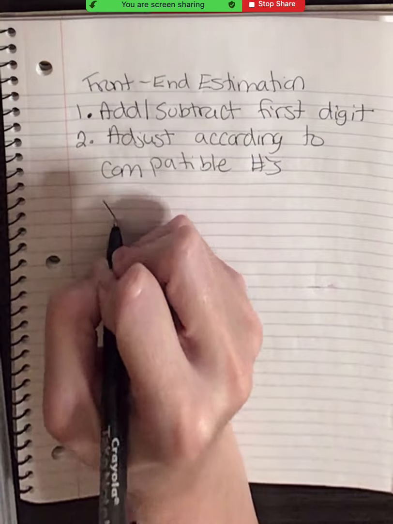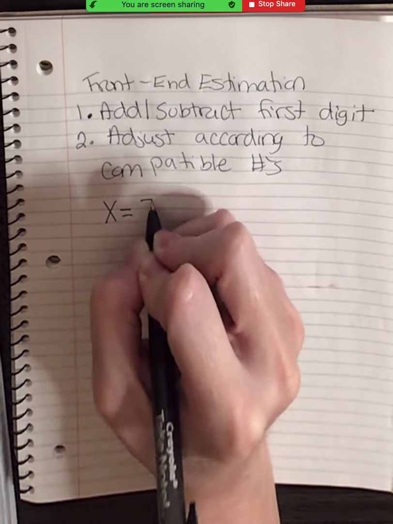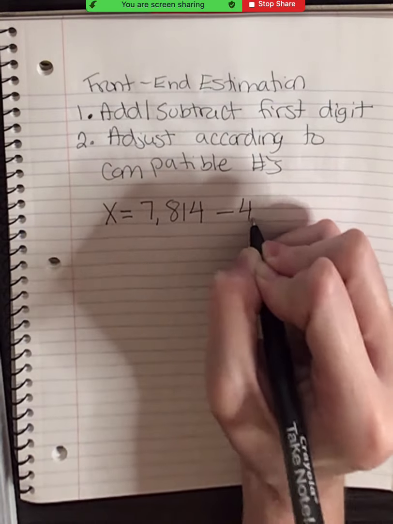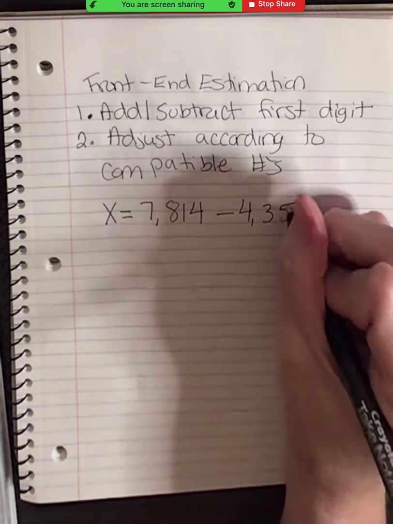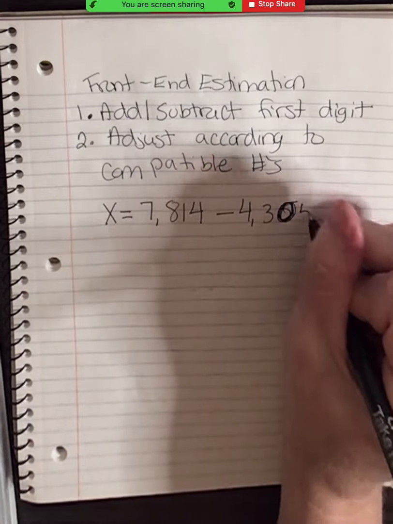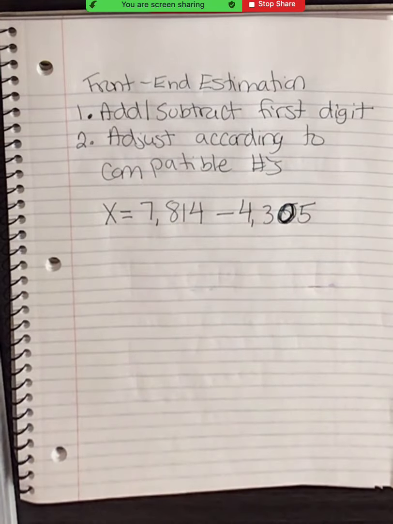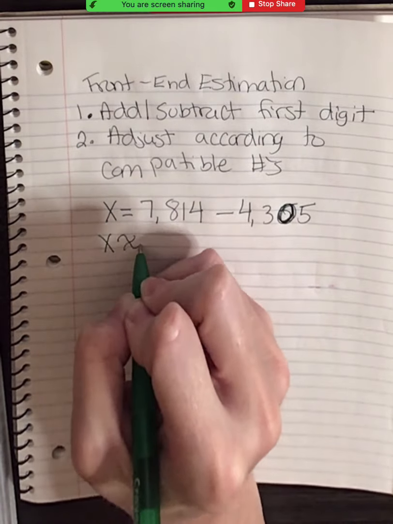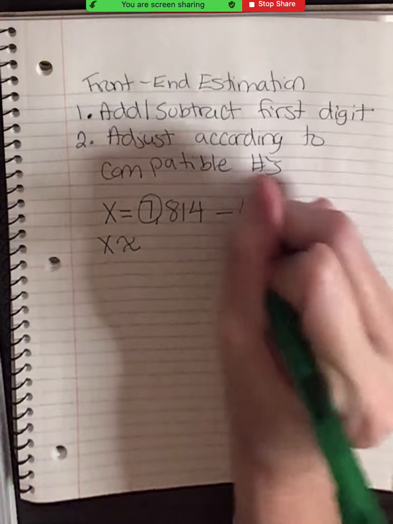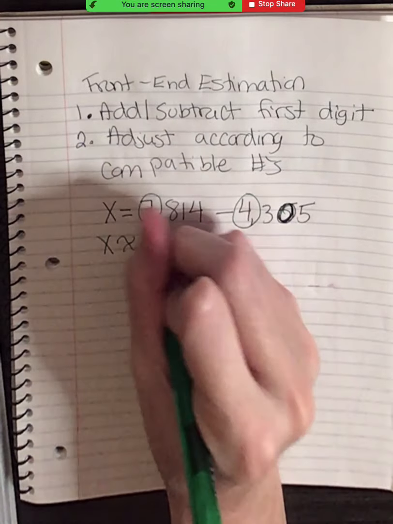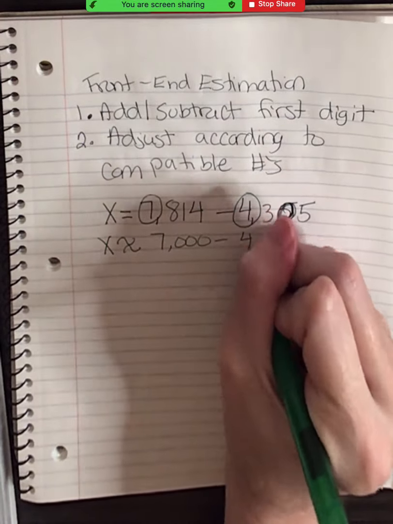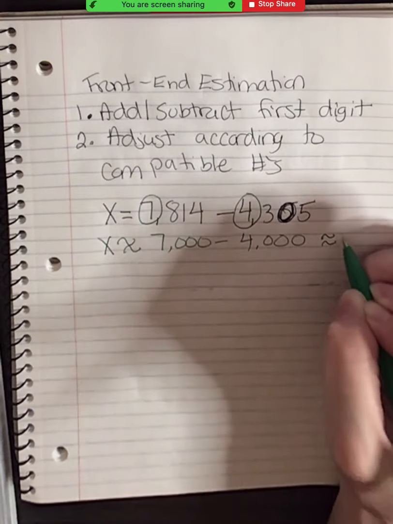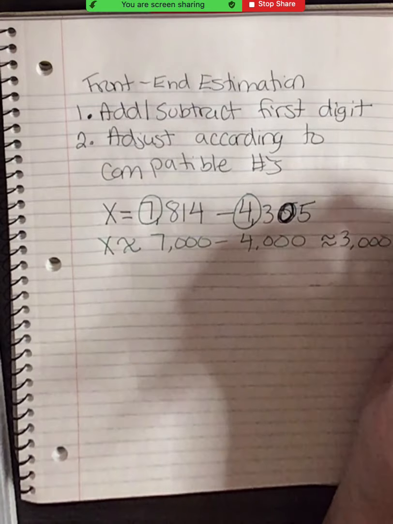Okay, so we have x is equal to 7,814 minus 4,305. Using front-end estimation, you're going to do x is about, then just the initial digits. So 7,000 minus 4,000. You're not rounding, you're simply looking at those digits. That's approximately 3,000. This is our initial estimate.